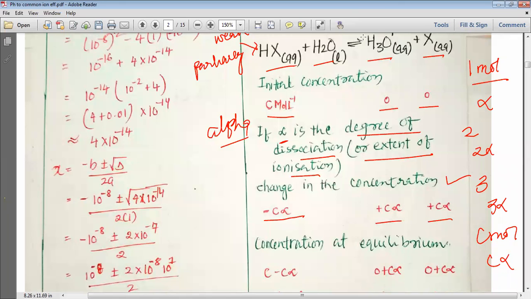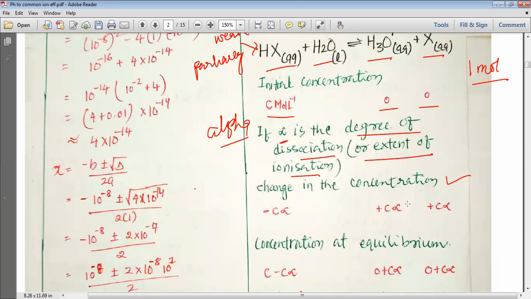You can see that the stoichiometric coefficient for them is 1, and that is why we have written 1 alpha, 1 alpha. Suppose the stoichiometric coefficient here is 2, then you need to write 2 alpha here, 2C alpha. If the stoichiometric coefficient for this, suppose it is 1/2, then we should find the product 1/2 C alpha.